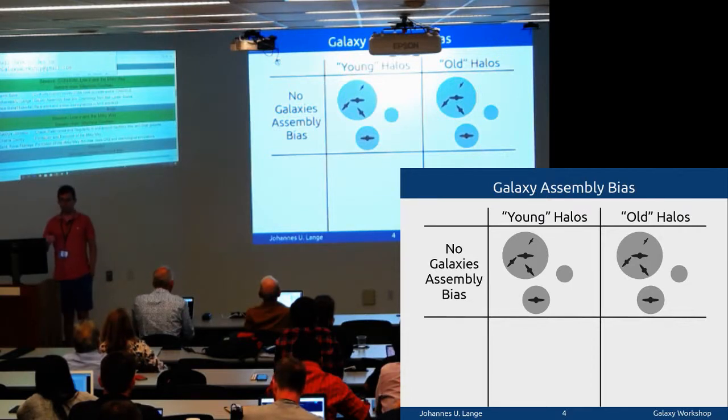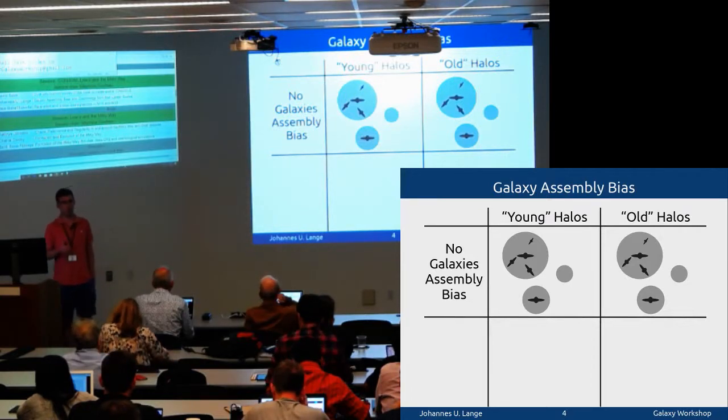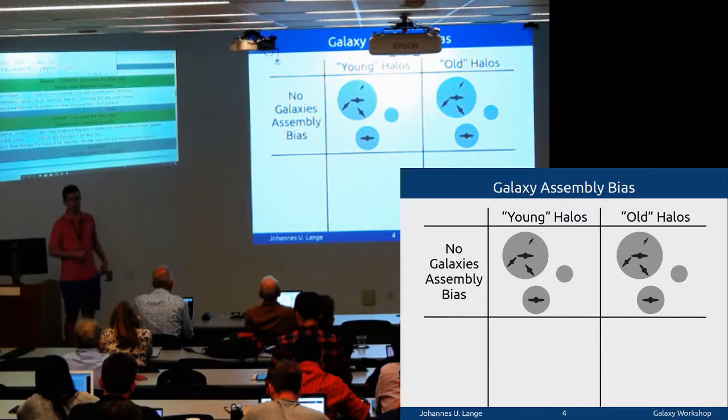Traditionally in HOD modeling, it was assumed that halo mass is the only variable that determines how many galaxies live inside a dark matter halo. It means you have two dark matter halos that either formed early or formed late. Doesn't matter, if they have the same halo mass, they will always have the same number of galaxies. But this is not really a realistic model.